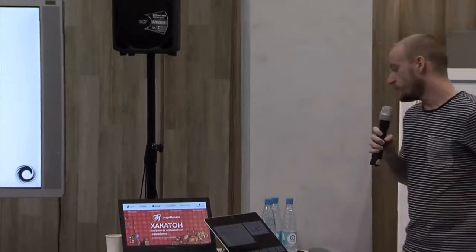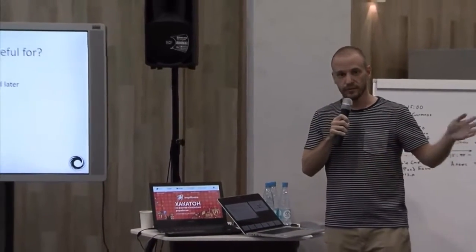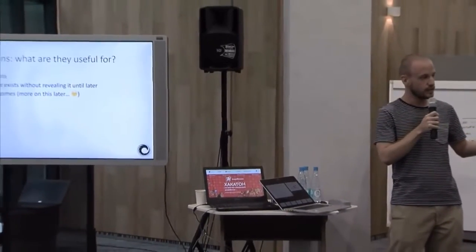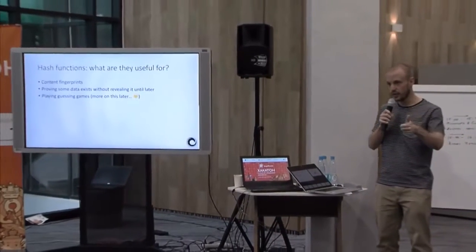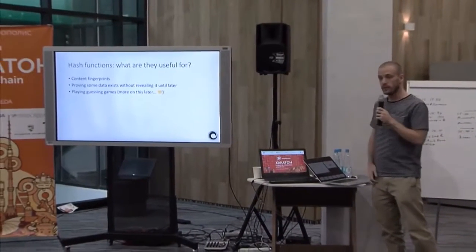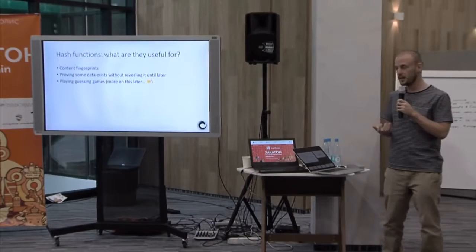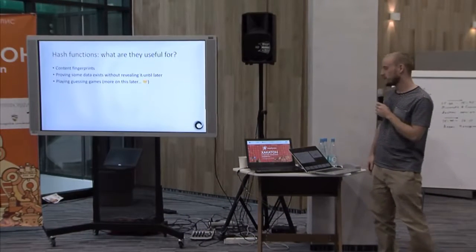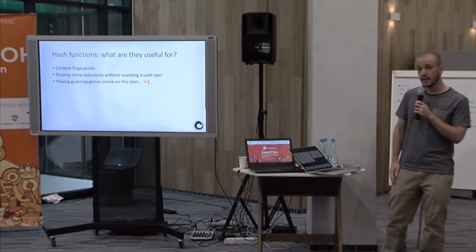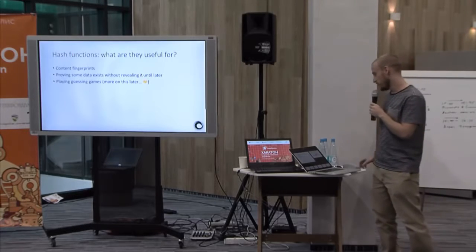So what are hash functions useful for? Like I said, they're like content fingerprints. So you have some file of arbitrary size. The hash you get of that file is going to be unique, so it's like a fingerprint of the file. You can use this to prove that some data exists without actually revealing that data until later. And importantly, for understanding blockchains, they're useful for playing guessing games, but we'll talk about that in a bit.